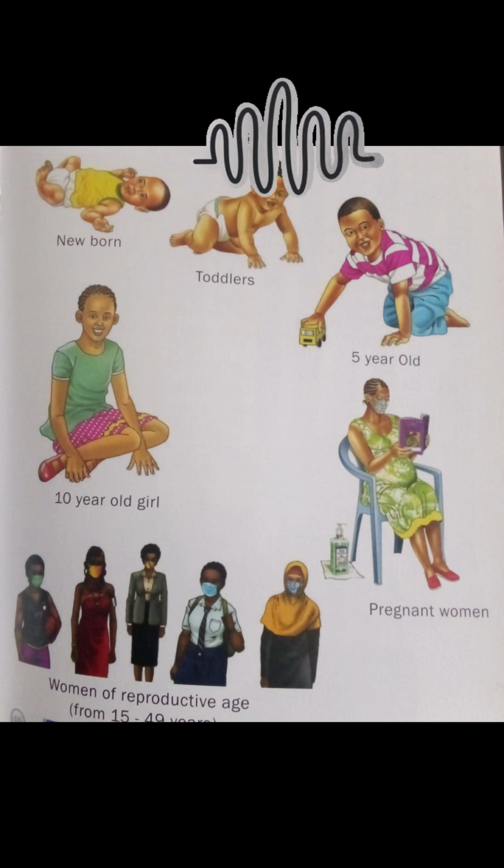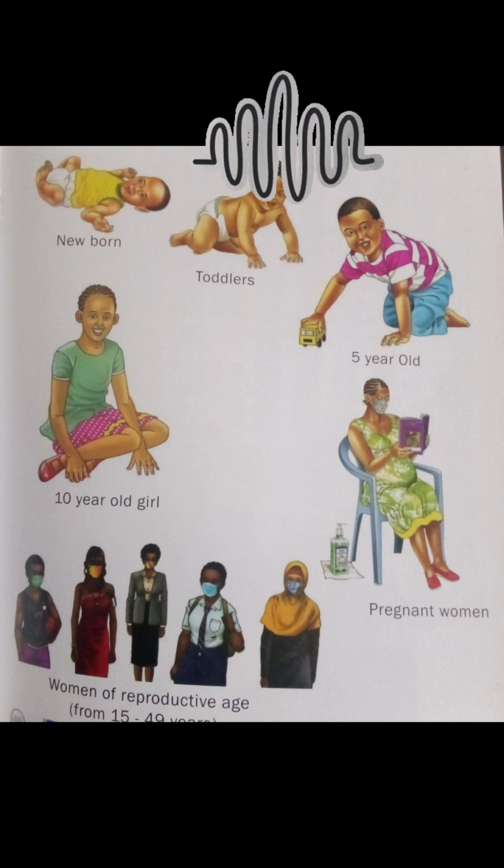10-year-old adolescent girl, pregnant women, women of reproductive age from 15 to 49 years. So we have newborn, toddlers, 5-year-old, 10-year-old girl, pregnant women, women of reproductive age. As you can see, this is going from childhood up to adulthood. Now it changes when we reach 5 years and above. You see, we shift from boys to girls. We focus mostly on girls.